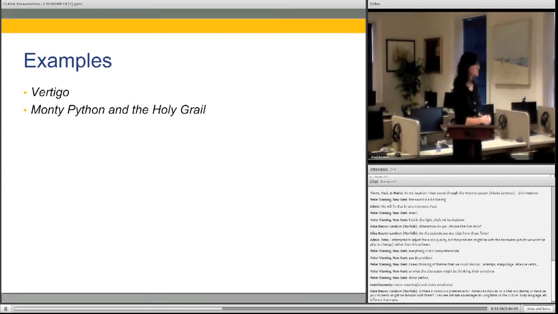Is there a conscious preference for American movies, I'm assuming by me, or is that accidental or because your students might be familiar with them? I can see definite advantages to using films in the culture, body language, et cetera, from ours. The films that I'm showing you now, I chose American films so that everyone in the room could understand them, and that there would be more of a chance of having sort of a familiar cultural context.